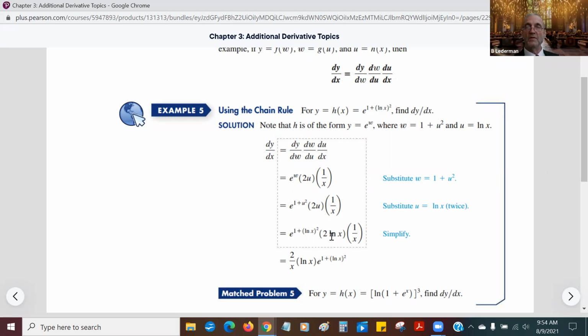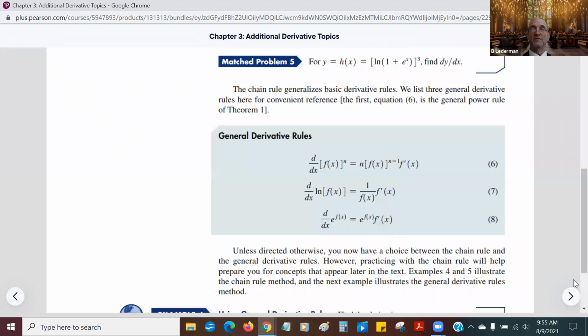And finally, the derivative of the inner function, the ln, is 1 over x. So if I put it all together, I get 2 over x times ln x times e to the 1 plus ln x squared, which is kind of cool and awesome. Chain rule actually makes things very, very easy.